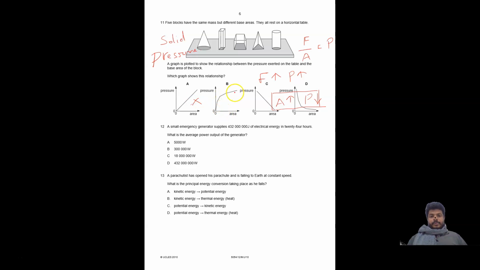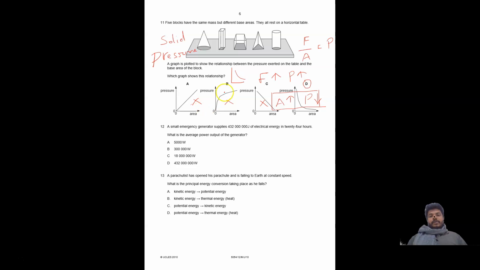This is not directly proportional, but area increases, pressure increases. So it is wrong. Here area increases, pressure decreases, but the line is straight, so it is wrong. Inversely proportional always has a line like this: a curved line, a downward, negative curve. So the option is D.